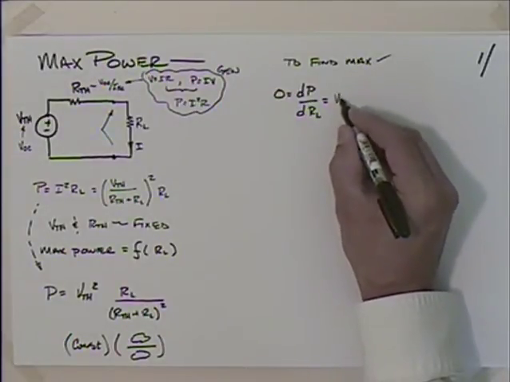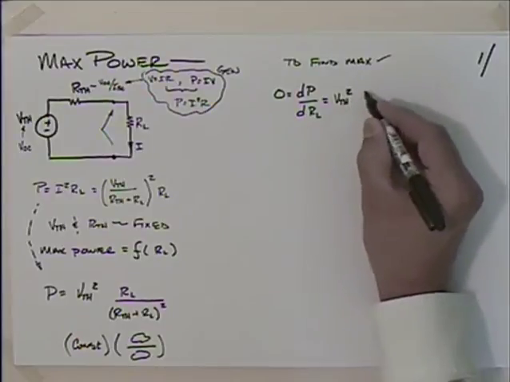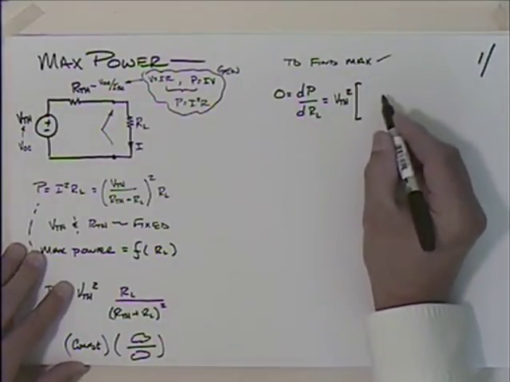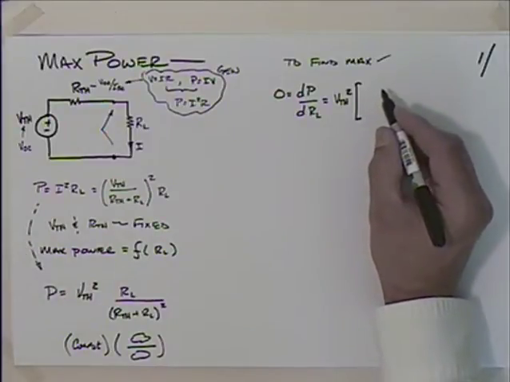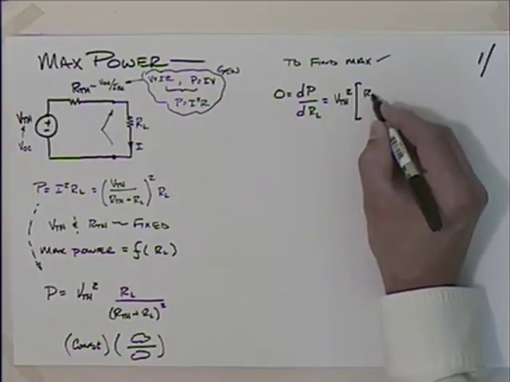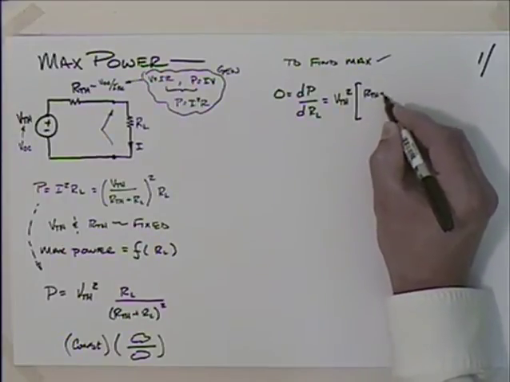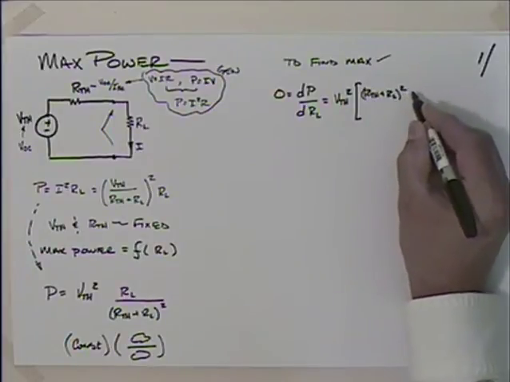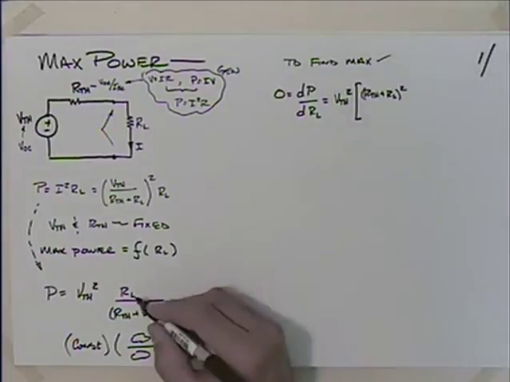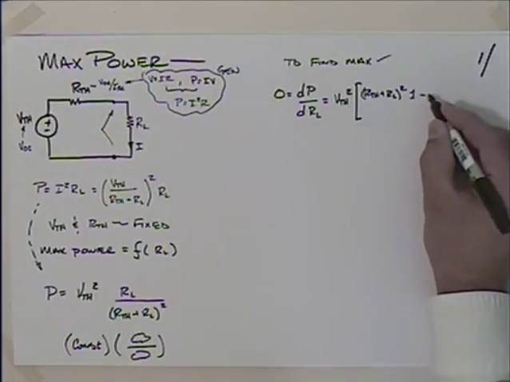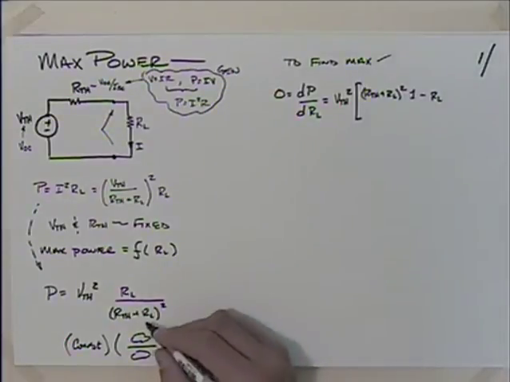So I have V Thevenin squared, and then I'm going to use the quotient rule. I'll go back to calculus and use my quotient rule, where I have the denominator, which is R Thevenin plus RL squared, times the derivative of the numerator. What's the numerator? R sub L, so the derivative of that is 1, minus then the numerator, so that's R sub L, times the derivative of the denominator.